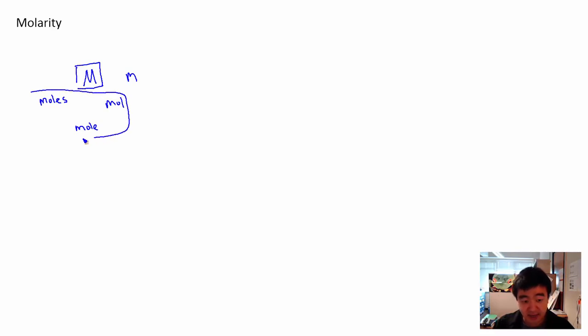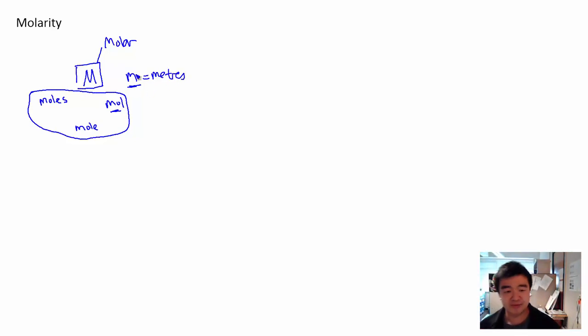These three are the same as each other, so you can interchange moles with mol with mole, it doesn't matter which one you use. Normally it's abbreviated to mol, and it's pronounced mole. Big M is pronounced molar, and little m is meters, so definitely you don't want to be using little m in molecular biology too much.